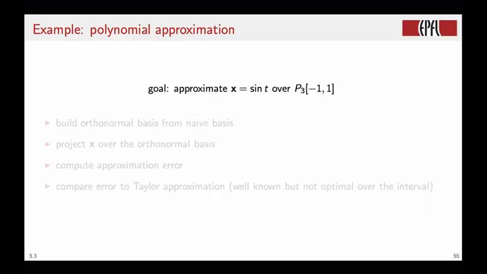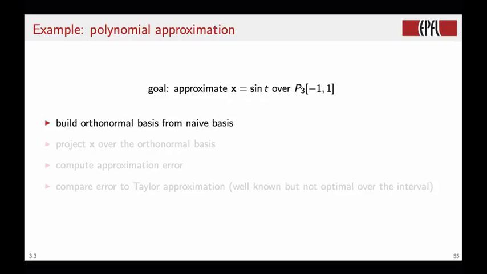Okay, now we're going to try to approximate something that does not live in the polynomial space. So that would be, for example, a trigonometric function. So take x, what we want to approximate, as sine t over the interval minus 1 to 1. And we would like to approximate it on P3, so up to polynomials of third degree.